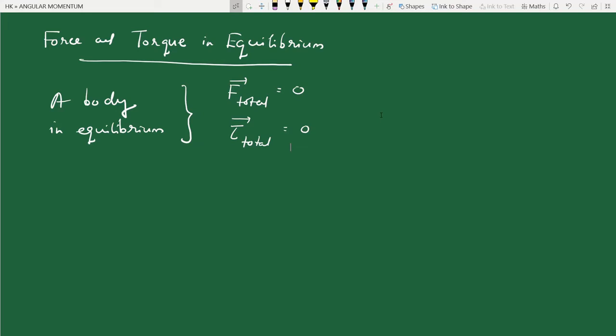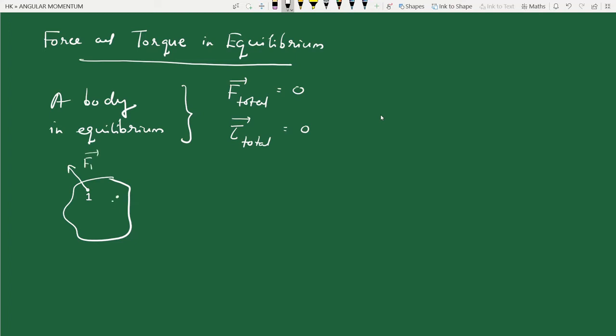So if you have some 2 or 3 forces at a point, for example, consider a situation like this. You have some body, and there are different forces acting on the body. Let us say at this point, point 1, you have a force F1.